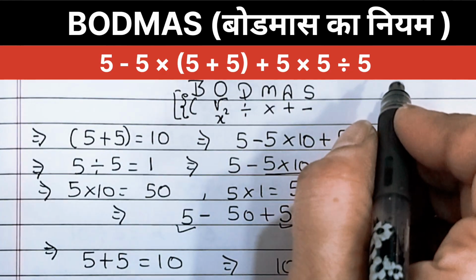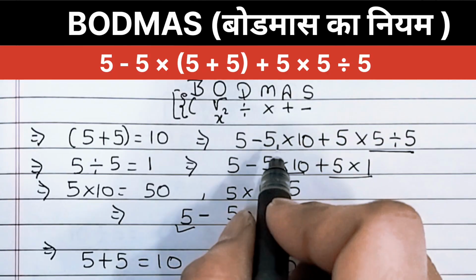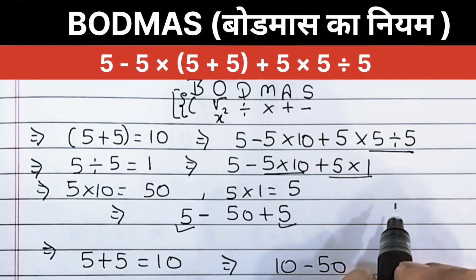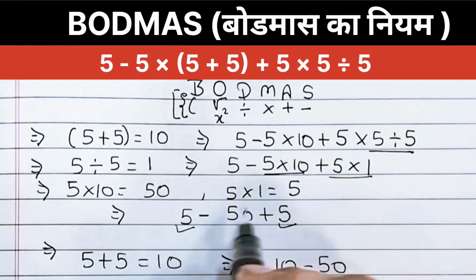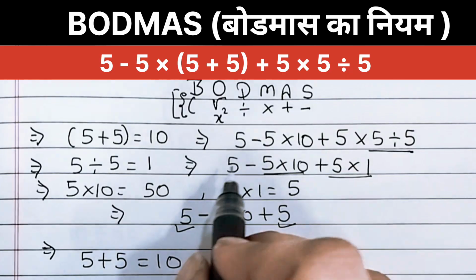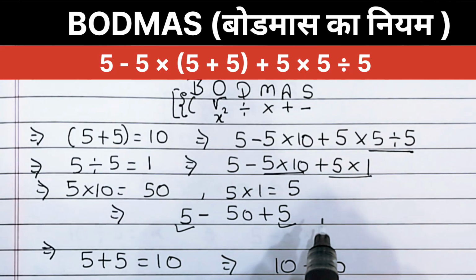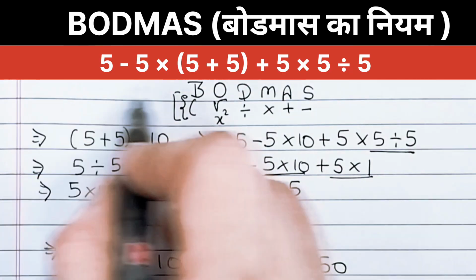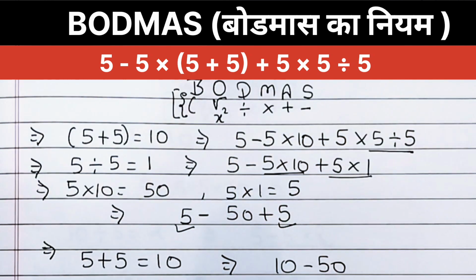By strictly following the BODMAS hierarchy, we ensure that the mathematical logic remains consistent. If we had ignored the brackets or the order of operations, we would have reached an incorrect result. So the final answer of this expression is minus 40, and I hope it is clear.